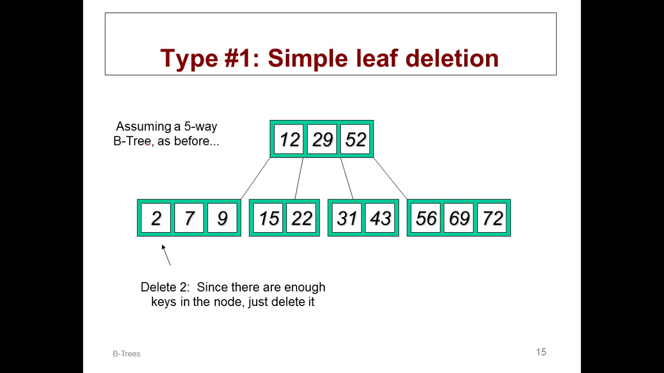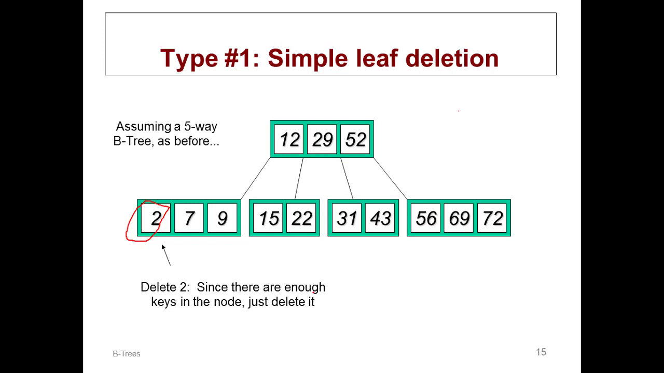So assume a 5-way B tree as before. In this case there must be a minimum of 2 keys at a leaf level and a maximum of 4 keys. Now we want to delete the value 2. First we will look at where the value 2 exists. It is compared with the root node, which is 12, then it goes to the left side, and finally it locates the value 2. So 2 is to be deleted.